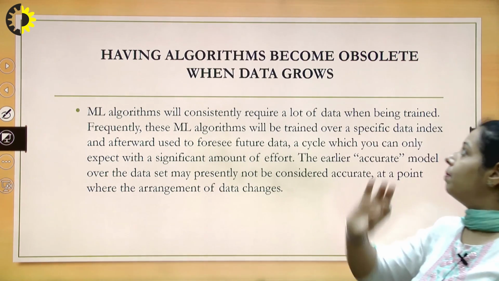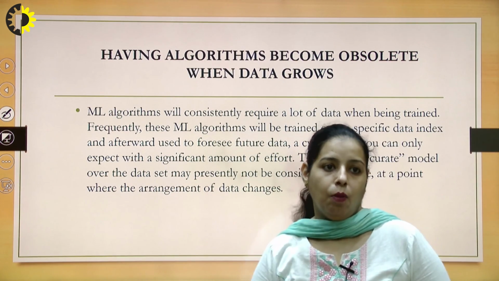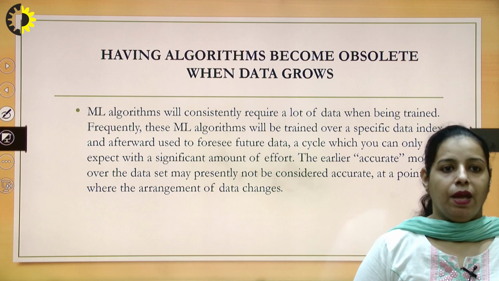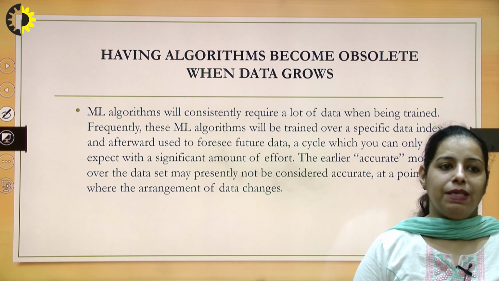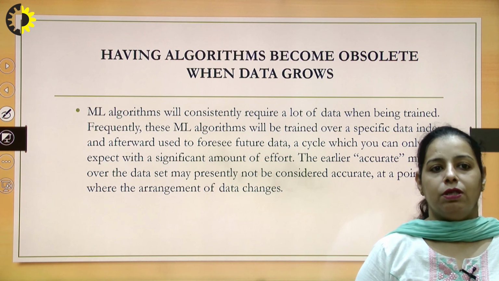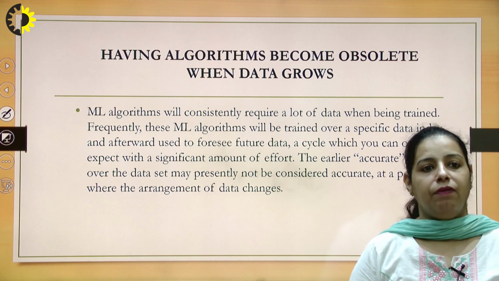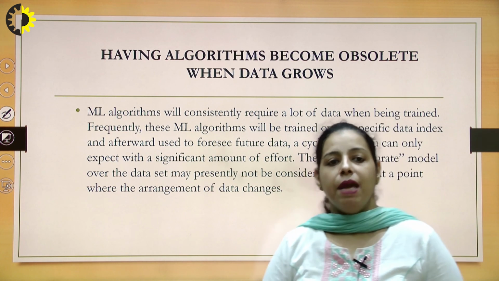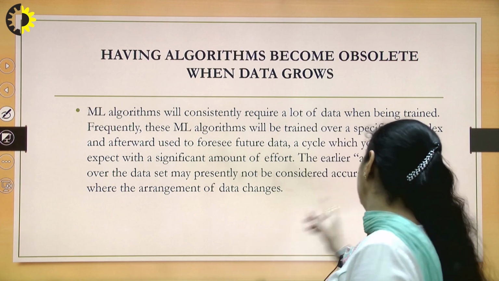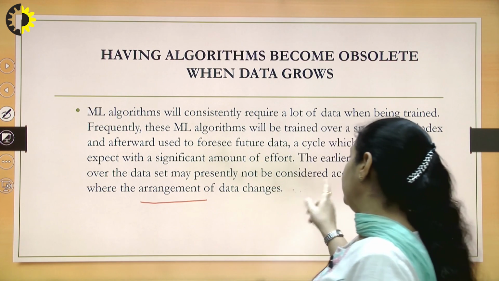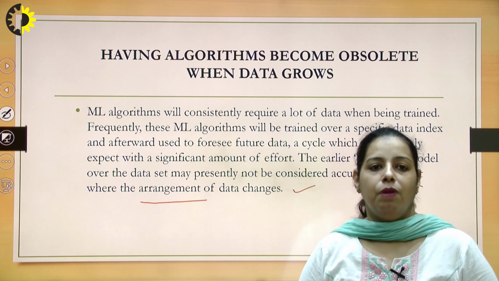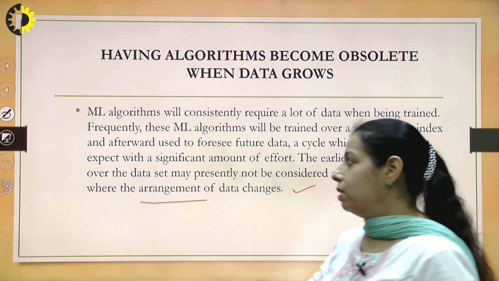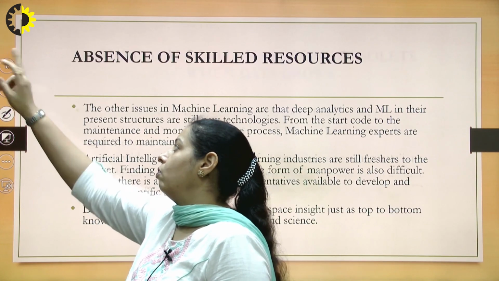Then algorithms becoming obsolete when data grows. Machine learning algorithms will consistently require a lot of data to be trained. ML algorithms will be trained over a specific data set and afterward used to foresee future data, a cycle which can only be managed with a significant amount of effort. So the earlier accurate model over the data set may presently not be considered accurate at a point where the arrangements of data change. So it means that previous experiences and previous algorithms don't work very well for new problems. So it means that there should be a consistent supply of new algorithms.